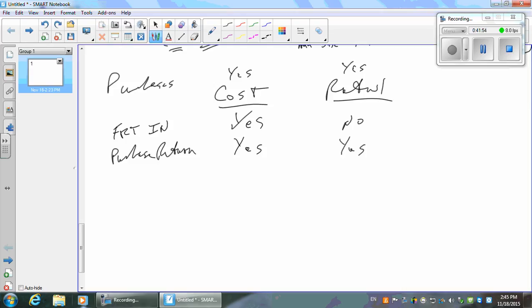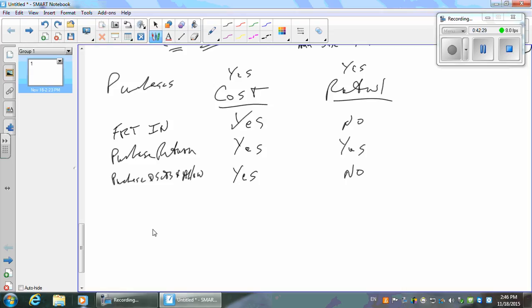What's the next one? Purchase discounts and allowances. Why would they put purchase discounts and allowances together? What does that do? That does not change your sales price of things. You didn't physically return the goods, you just paid less for them. So what would you say? Just cost. Makes sense, right?